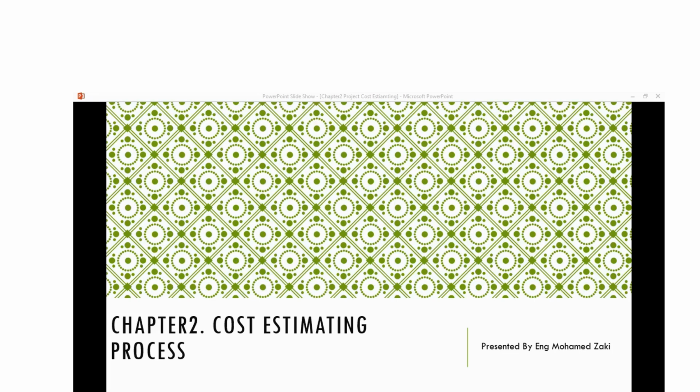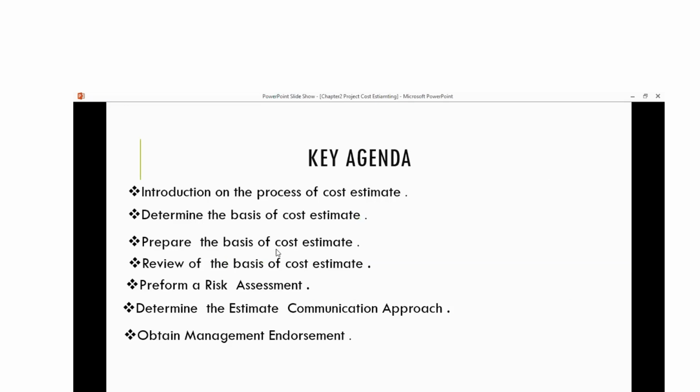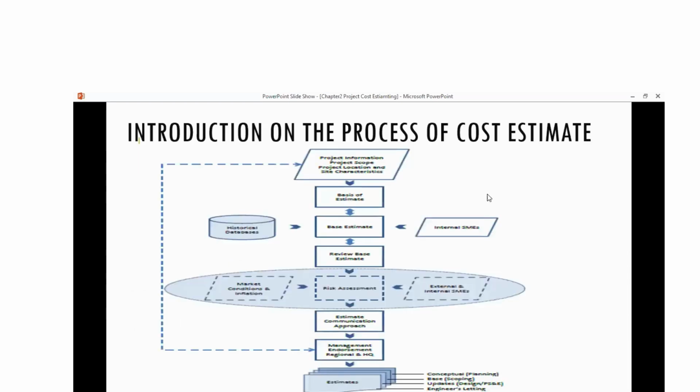So today we're going to look at the processes used for cost estimation. Basically we'll look at the introduction of the cost estimate process. We're going to look at determining the basis of the cost estimate, the preparation of the base cost estimate, the review of the basis of cost estimate, the risk assessments being taken, measured, and added to the cost estimate, determining the customer communication approach, and how to get the support and endorsement from the management or top management.